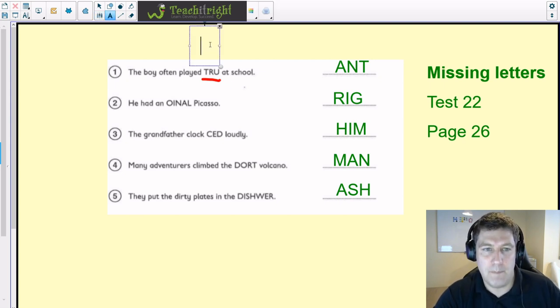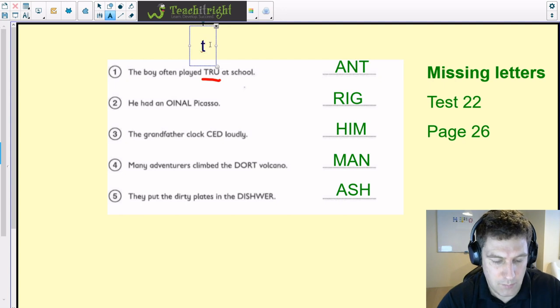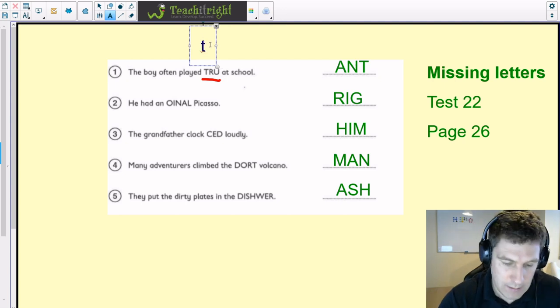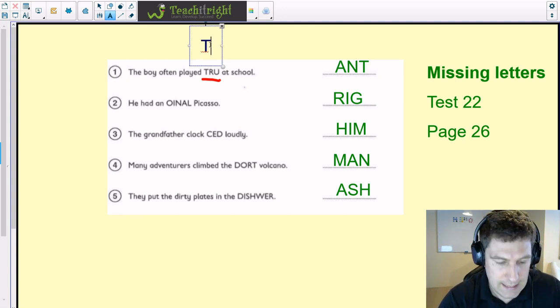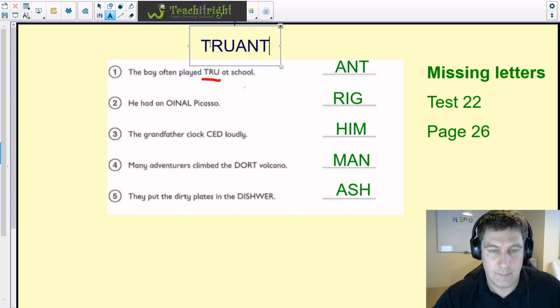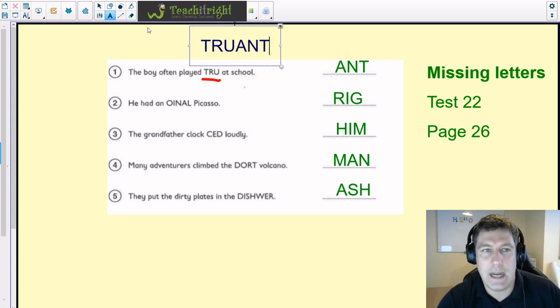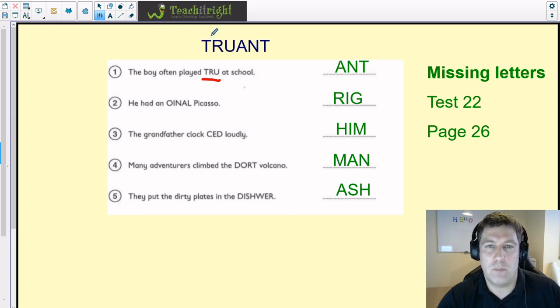So the first one, and obviously the sentence really guides us here: the boy often played something at school. And what you're looking at here, I'll actually do it in capitals, is the word truant. The word truant means when you don't attend school. So playing truant means that you don't go to school. So TRU, and then that leaves us with a 3-letter word, ant.